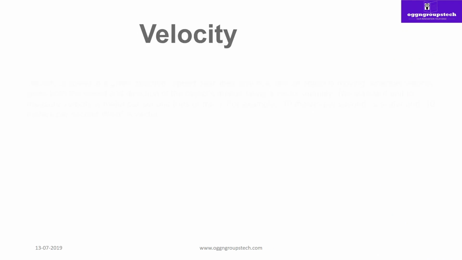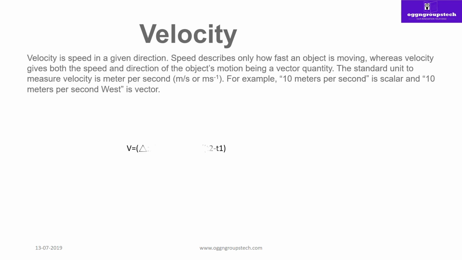Then we have velocity, dx by dt, which you can write as delta x upon delta t, is equal to x2 minus x1 upon t2 minus t1. So that is velocity. Velocity is again a vector quantity. The SI unit of velocity is meter per second.